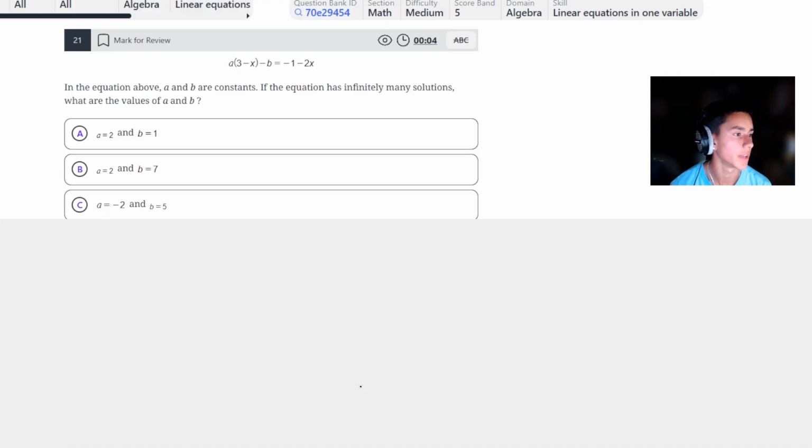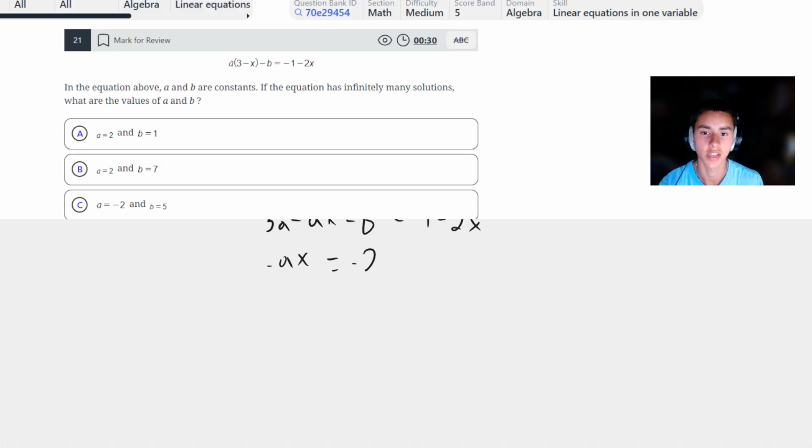In the equation above, a and b are constants. If the equation has infinitely many solutions, what are the values of a and b? Infinitely many solutions, once again, they have to be the same exact equation. So if we distribute, we get 3a minus ax minus b equals negative 1 minus 2x. Okay. If we compare negative ax, because that's the one with the x variable, equals negative 2x, a has to be 2. So we already know a is 2.